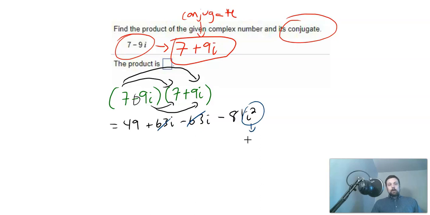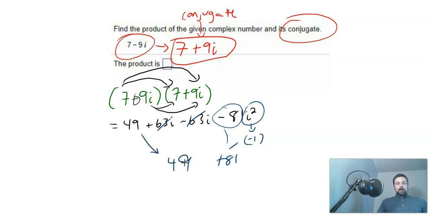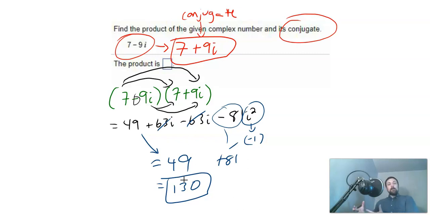And then i squared, as always, is replaced by negative 1. So we rewrite i squared as negative 1. And so we'll have negative 81 times negative 1, which will be positive 81. And we still have the 49 here, which I'll copy down. So now it just becomes 49 plus 81, which is 130, I believe. So we get 130. So the imaginary component is just gone. We get a real number as a result.